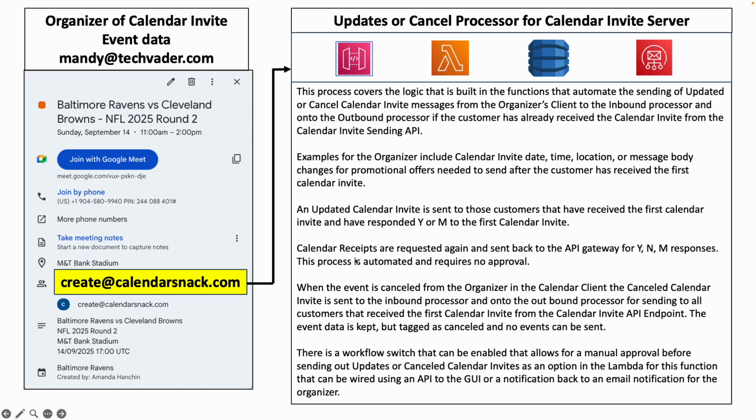Now, for those people that are in this decision logic, calendar receipts are requested again and sent back to the API gateway, and we do collect yes, no, and maybe responses from the newly updated calendar invite that has gone out. This process is automated and actually requires no approval.